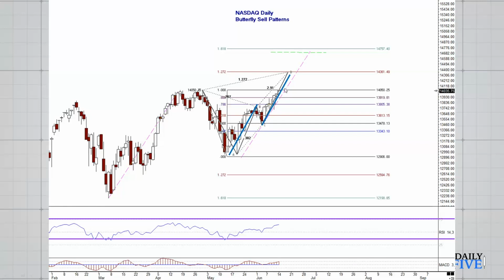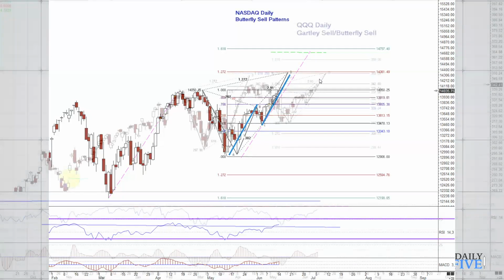Okay, sometimes the patterns will fall short of where these completion areas are. If it's a sell pattern, then that's a sign of weakness. If it's a buy pattern, then that would be a sign of strength.